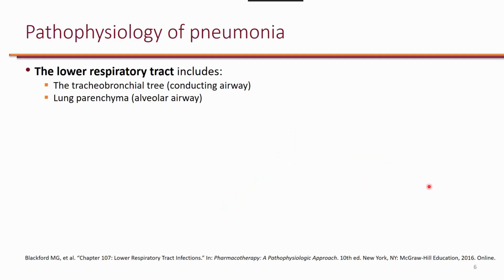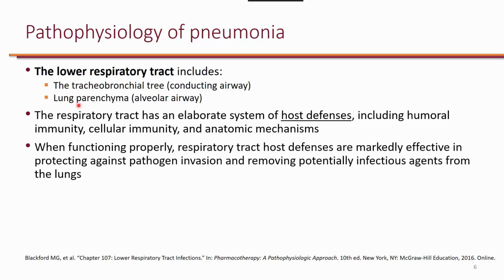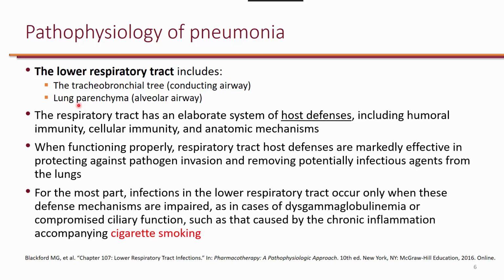Now let's take a look at the pathophysiology of pneumonia. As I mentioned, there are two zones in the lower respiratory tract. There's the conducting zone and there's the respiratory zone, which is basically the lung parenchyma. Now, the lung has an elaborate system of host defenses that, when functioning properly, are very effective in protecting against pathogen invasion of the lungs. Now, for the most part, infections in the lower respiratory tract occur in patients with impaired host defenses, usually due to genetic disorders or compromised ciliary function, such as in patients who smoke.